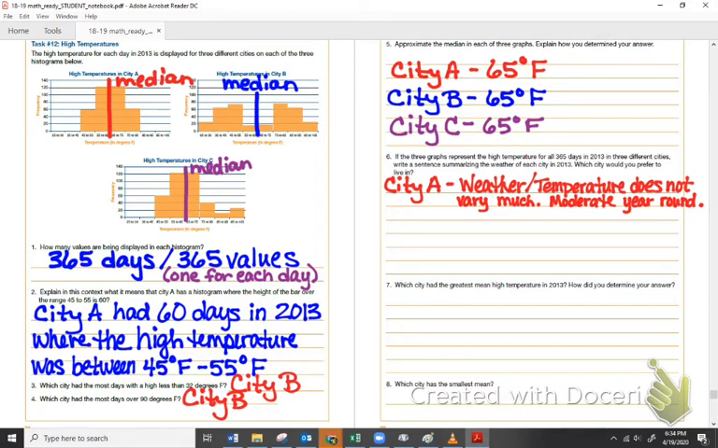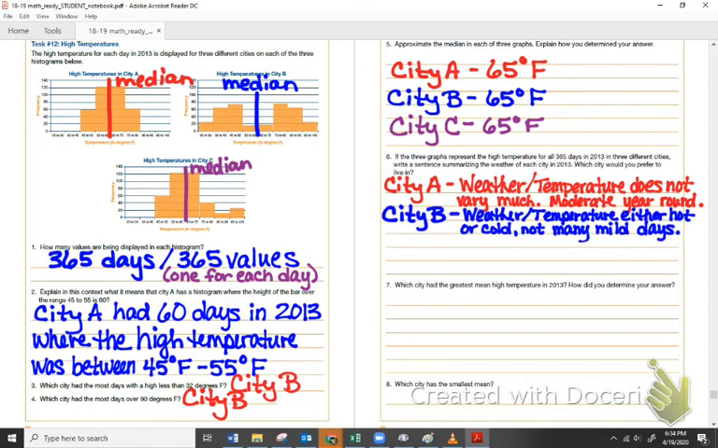Honestly, when I look at this histogram, it reminds me a little bit of the weather here in Indianapolis. We've got cold winter days, hot summer days, and those nice, mild 55 to 75 degree days in the spring and the fall. There just weren't as many of those. So City B, I'm going to say it has the most variation from the three cities, cold winters and hot summers.